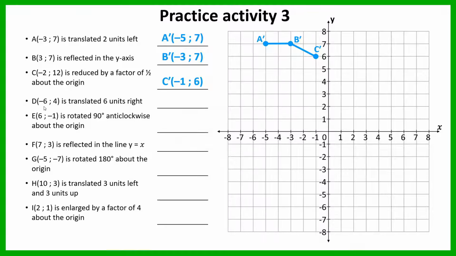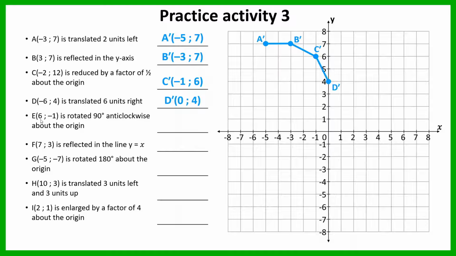Then D is the point -6, 4. And it is translated 6 units to the right. So -6, 4 is over here. If I go 6 units to the right, I'm going to end up over here. So D prime has the coordinates 0, 4, and that's that point over there.